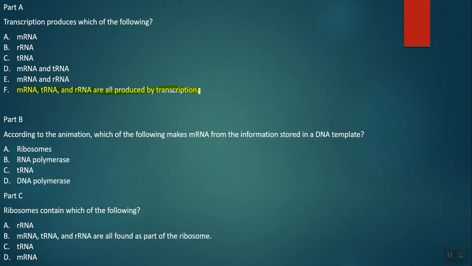Letter B here, according to the animation, which of the following makes messenger RNA from the information stored in the DNA? This is very important. I guarantee you that you will have a question on this on your exam, and it's going to talk about a polymerase. In particular, it's going to talk about DNA polymerase and RNA polymerase. DNA polymerase is responsible for replicating the DNA, and then RNA polymerase, its whole job is to help add on the correct nucleotide sequences based off of the information from the DNA template to make the messenger RNA strand.